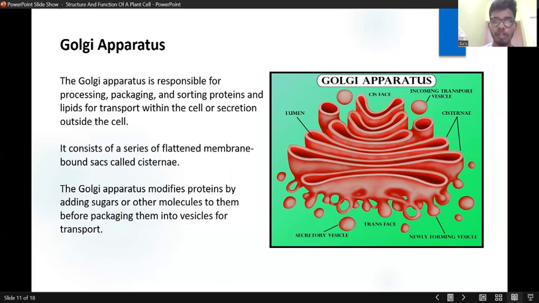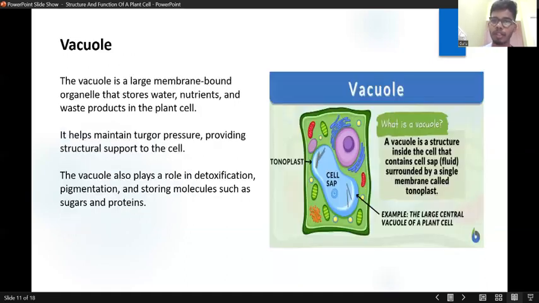It consists of a series of flat membrane-bound sacs called cisternae, and the Golgi apparatus modifies the proteins by adding sugars or other molecules to them before packaging them in vesicles, and for transportation it will use the vesicles. This is a picture of the Golgi apparatus.